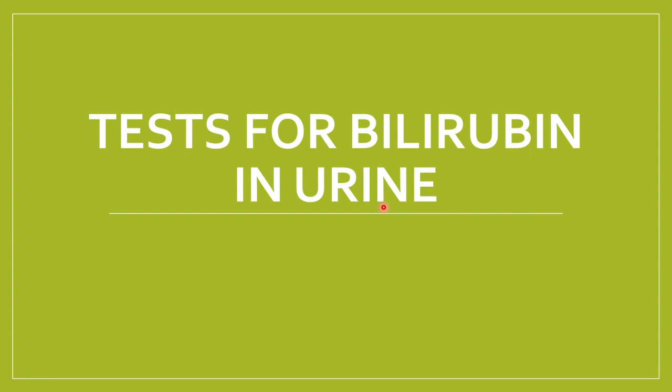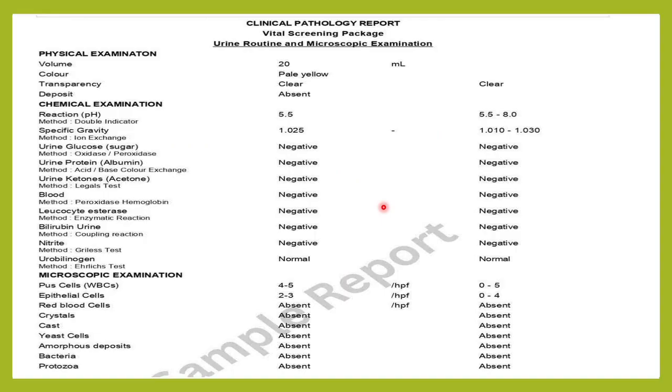Today in class, we will see what are the tests which we use to detect bilirubin in the urine. So you all know when we do a routine urine microscopy, you will never see bilirubin in the urine in a normal or a healthy individual. The urine bilirubin is negative.